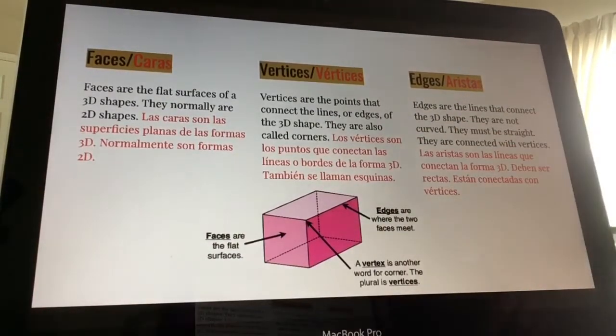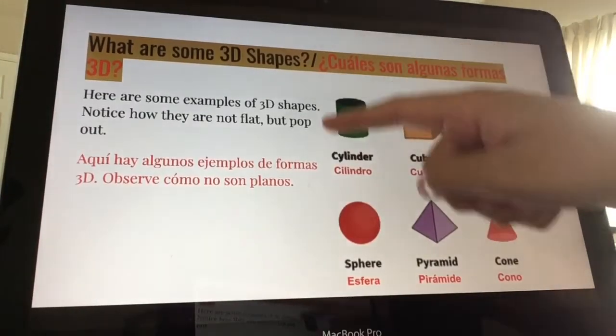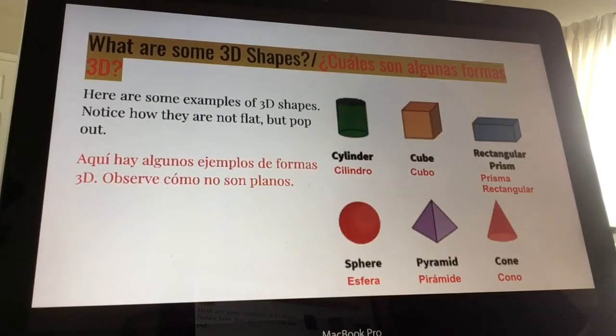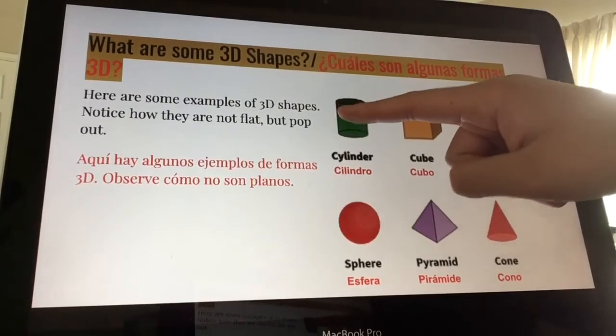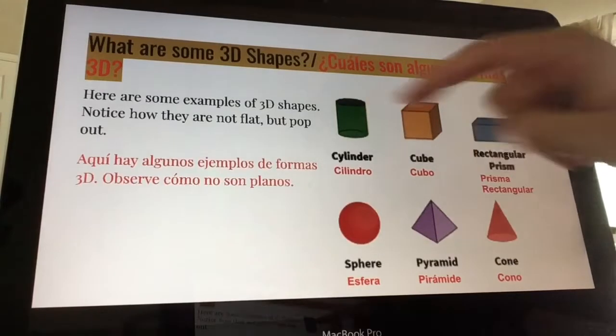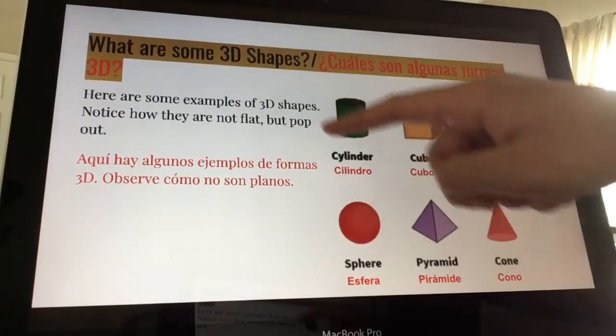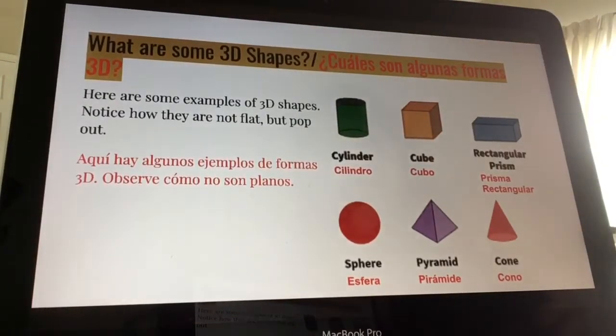Okay? So now let's look at some other 3D shapes. Let's look at this first one, a cylinder. Okay, so it is very important that you remember that edges are straight lines. Okay, so if we look at this one, we look at the top part, right? We see that it is curved. That means that that is not an edge because edges have to be straight. So this cylinder does not have any edges.